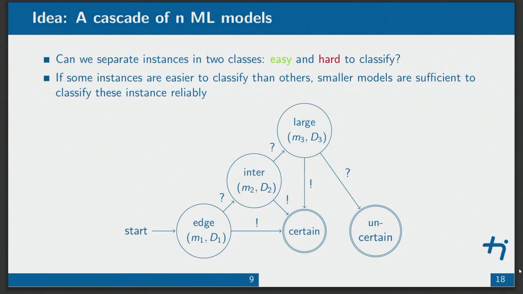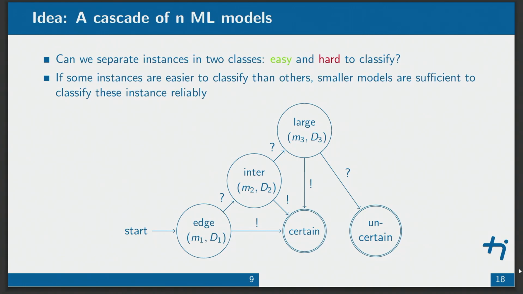No need to calculate any further. Then we have our accepting state here. However, on the other side, if the edge model is uncertain about the decision, we delegate the prediction to the next upper tier. Here, the same play. If this model is certain, then we put the decision into our accepting certain state. On the other side, if this intermediate model is uncertain as well, we delegate it to our most powerful model.